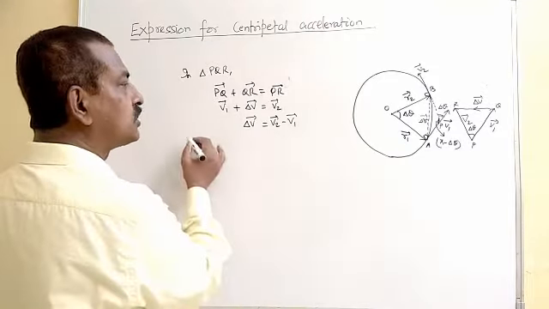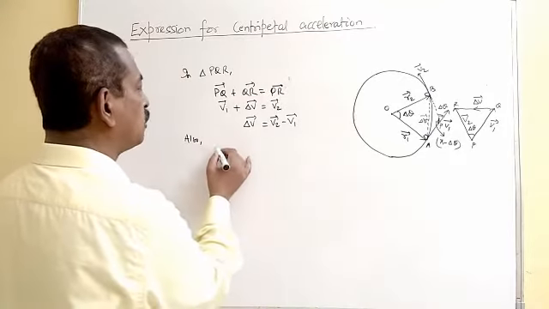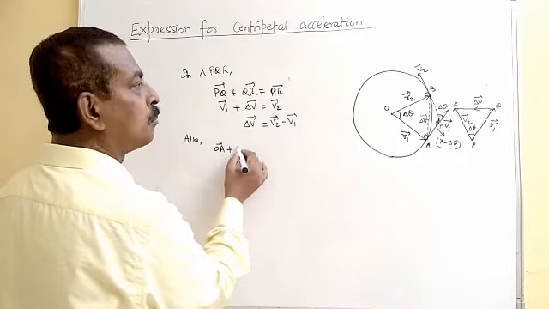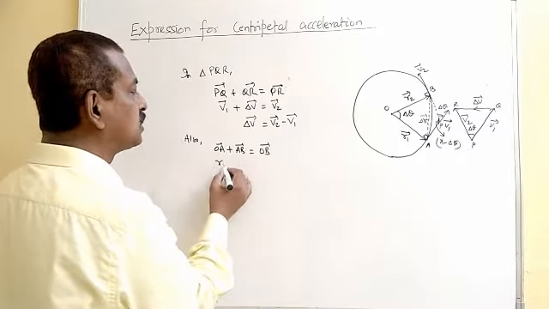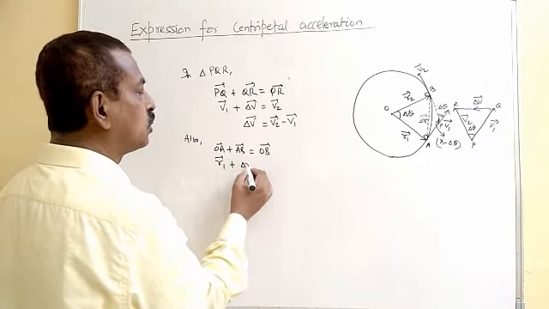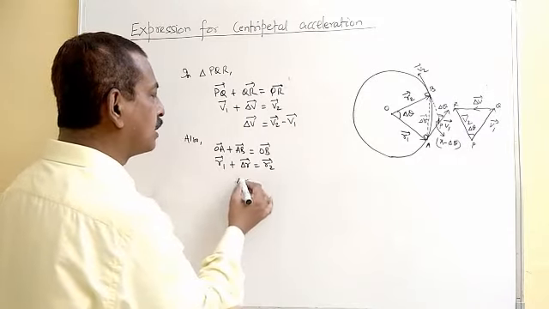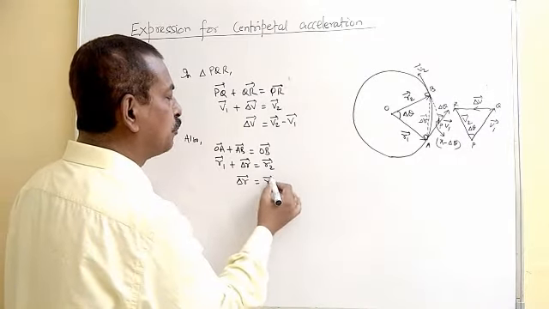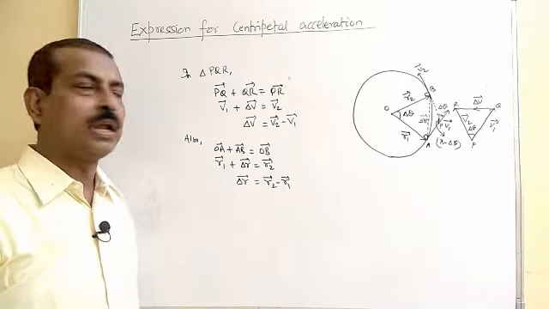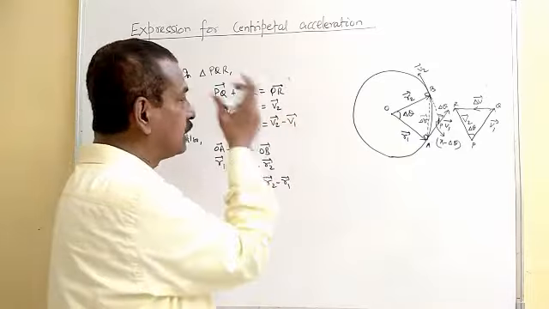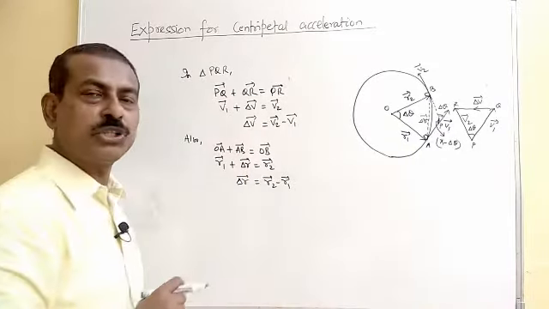And if you consider here also, OA vector plus AB vector is your OB vector. That means this is your r1, this is your delta r, and this is your r2. Obviously, delta r vector we can write as r2 vector minus r1 vector. So here we have one relation: delta v is basically the change in velocity, and delta r is the change in the position vector.